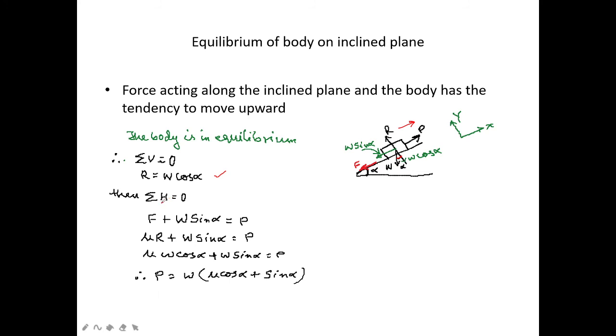Now, if you apply sigma H is equal to 0, then we'll get P is equal to F plus W sin alpha. Now, what is F? F is mu into R. So mu R plus W sin alpha is equal to P. And what is R? R is W cos alpha. So you put the value of R here. So mu W cos alpha plus W sin alpha equal to P. Therefore, P is equal to W (mu cos alpha plus sin alpha).